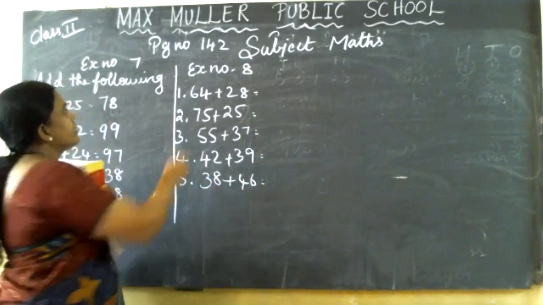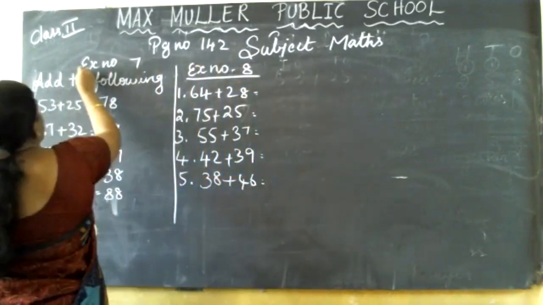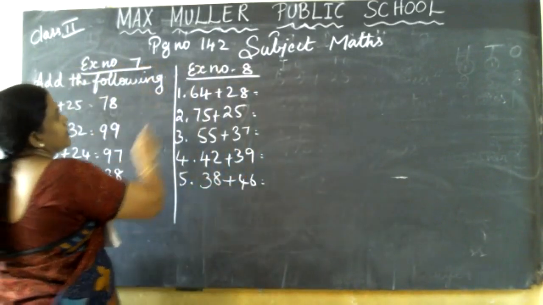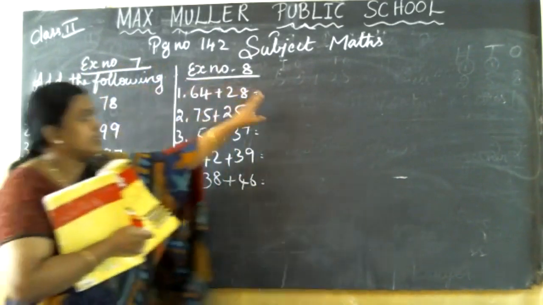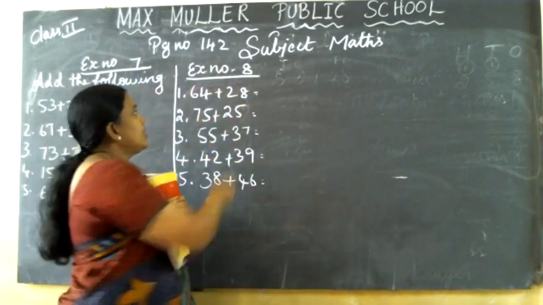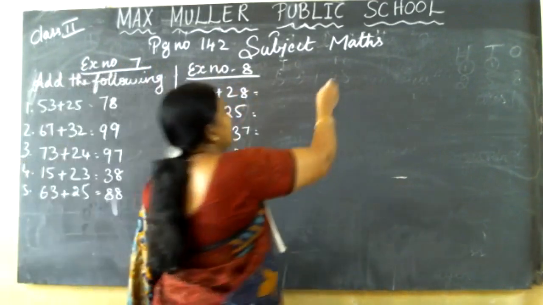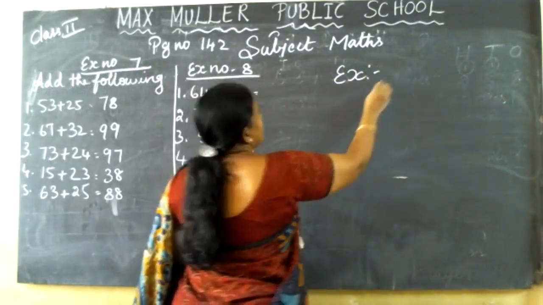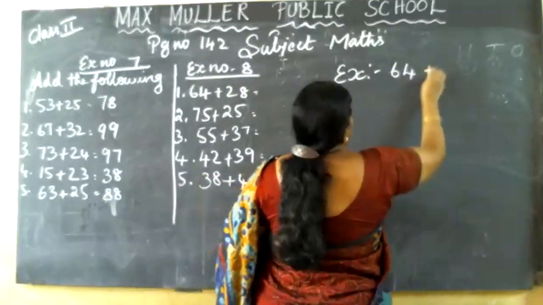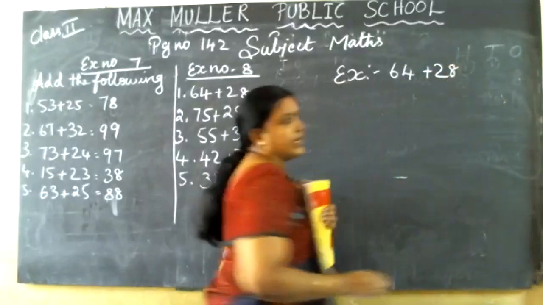See, for exercise number 7 also you can't write in the textbook. Exercise number 8 also you can't write in the textbook. Only the answer you can write. So, for this I will do one example. Find neatly. Example 1. 64 plus 28. Example sum you want to do in the rough note.